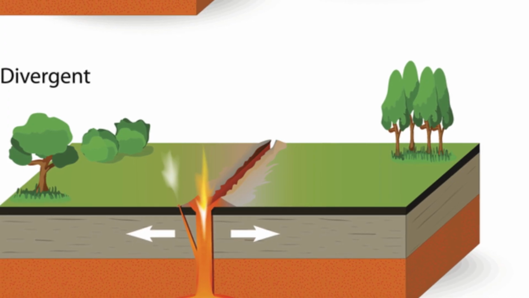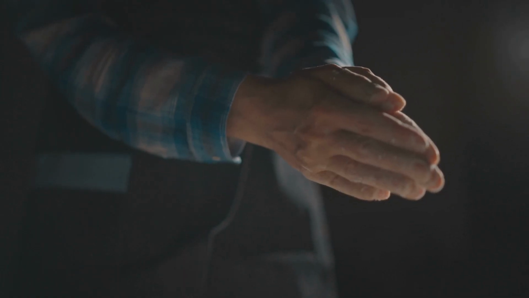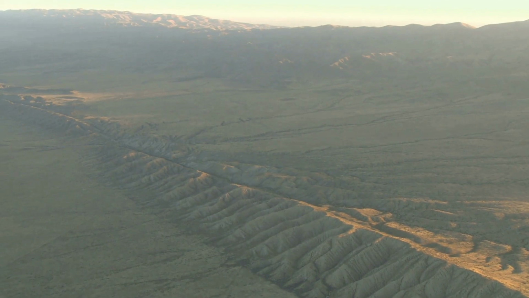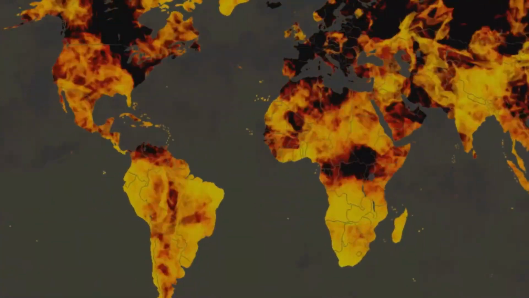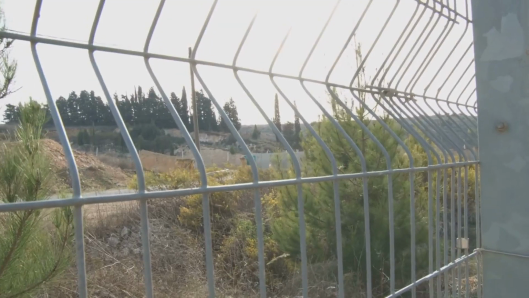Finally, transform boundaries where plates slide past each other. There's no creation or destruction of crust, just grinding motion along faults like the San Andreas Fault in California. The plates can lock together for years, building up stress until it's released in sudden, often destructive earthquakes. The landscape shows evidence: offset rivers, bent roads, and shifted fences.